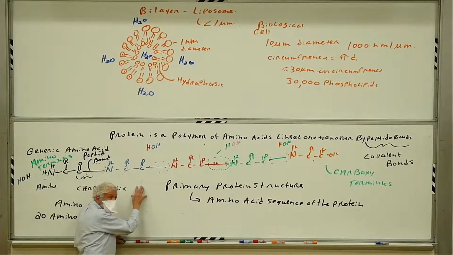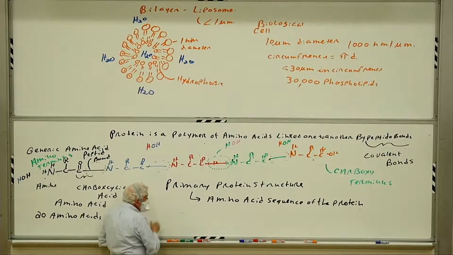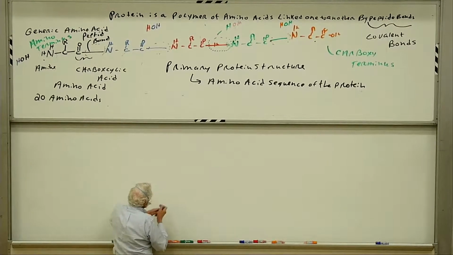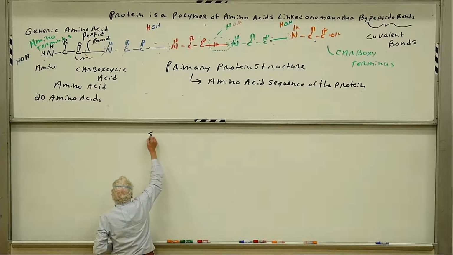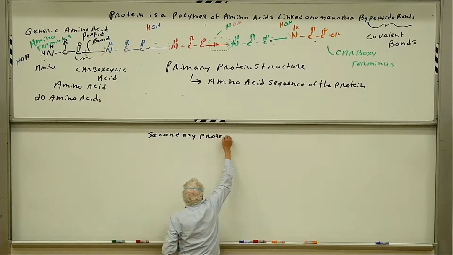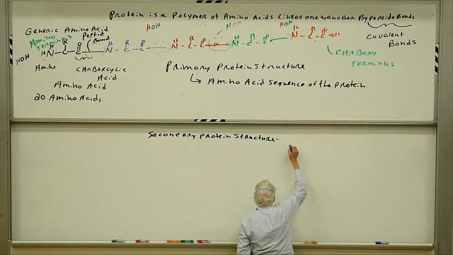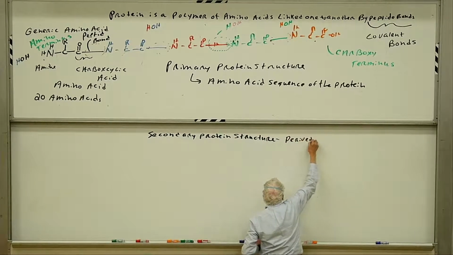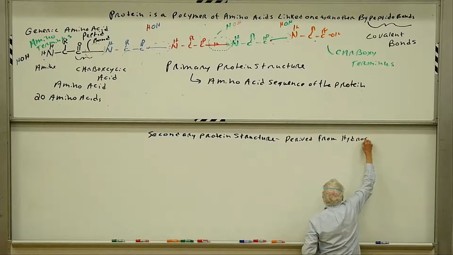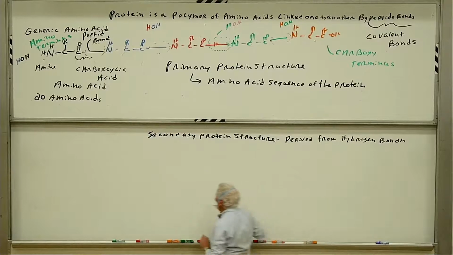We've described here the primary amino acid sequence, the amino acid sequence being the primary protein structure. The next level of structure, I'll put this on the backboard, is said to be secondary protein structure. And the secondary protein structure is derived from hydrogen bonding within the protein.